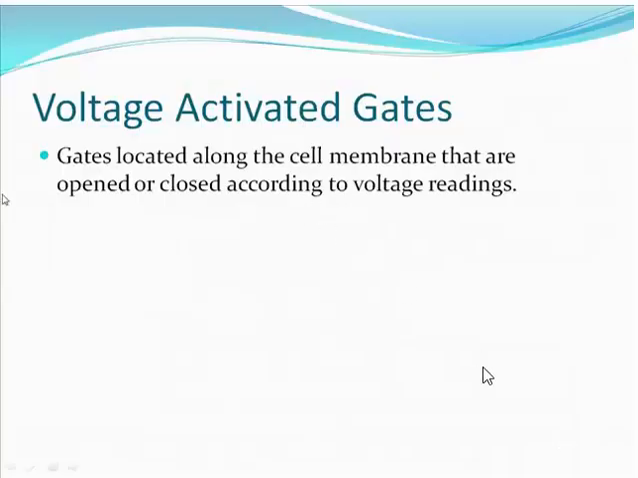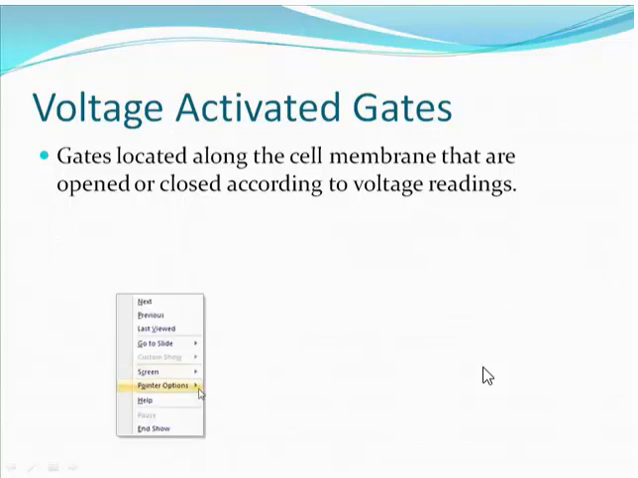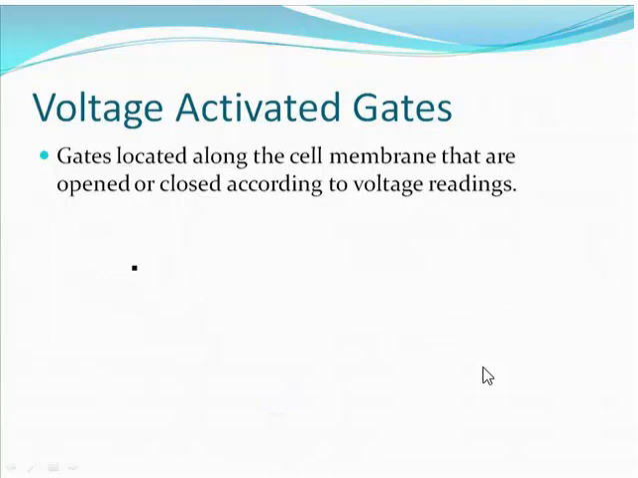Okay, so we've been learning about the action potential, and in the last module we learned about the resting potential of -70, and what maintains it, and that this is a semi-permeable membrane. But what I didn't tell you about is that all along an axon there are something called voltage activated gates. These are little gates embedded into the axon, located along the cell membrane, that are opened or closed according to voltage readings.